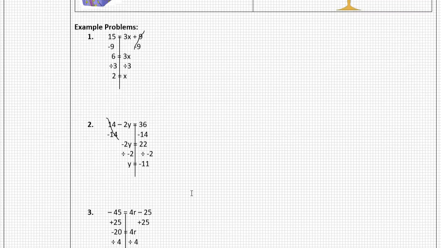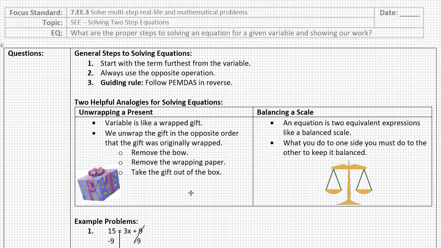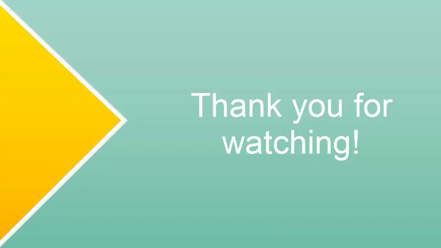That's going to conclude our video for today on solving equations. Please make sure your notes are complete and be ready to practice more problems like this in class.